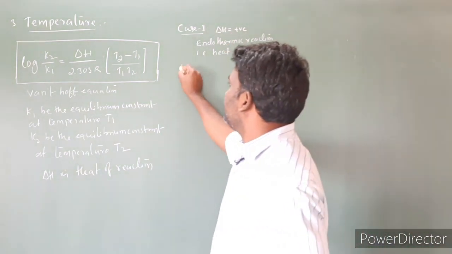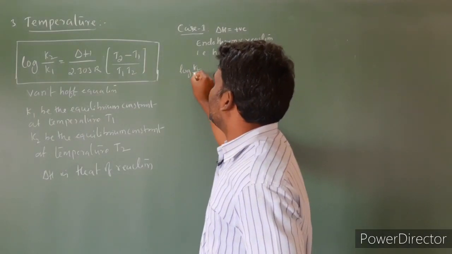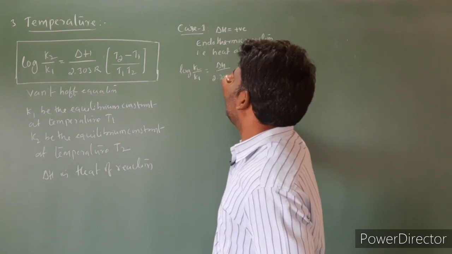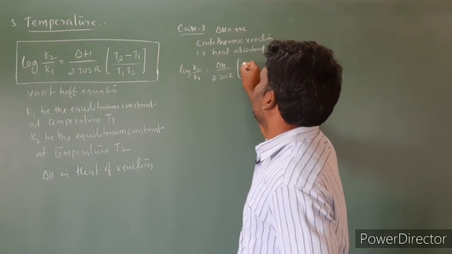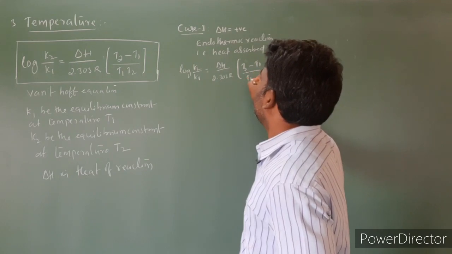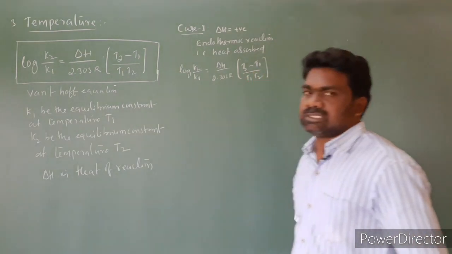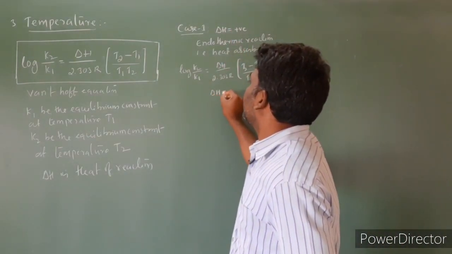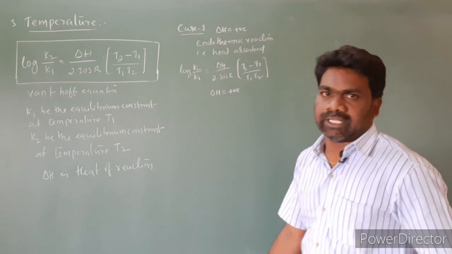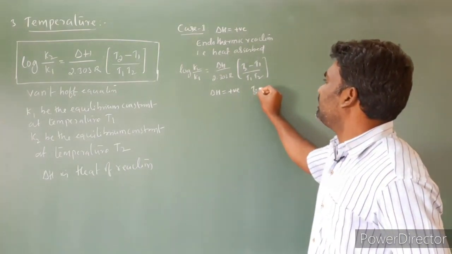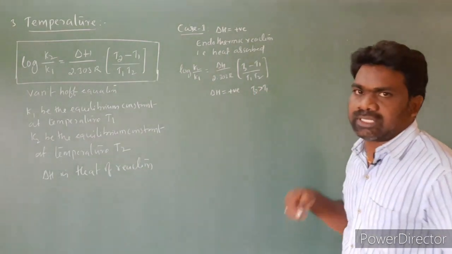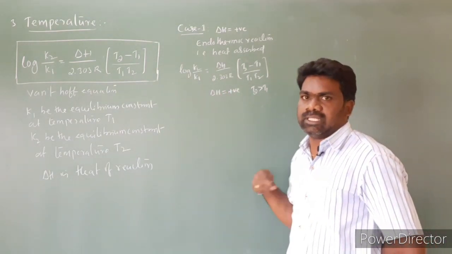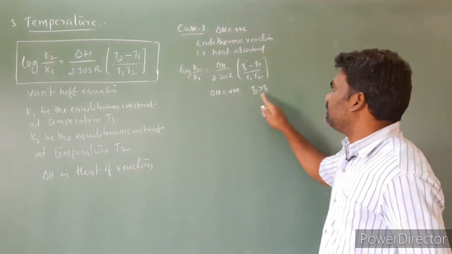I am taking the equation log K2 by K1 is equal to delta H by 2.303 R into T2 minus T1 by T1 into T2. This is the van't Hoff equation. What we have taken is delta H is equal to positive, endothermic reaction. Here the temperature we have taken is T2 greater than T1, so we are raising the temperature. When the temperature increases, what about the equilibrium constant value? Does it increase, decrease or remain the same? T2 is greater than T1.